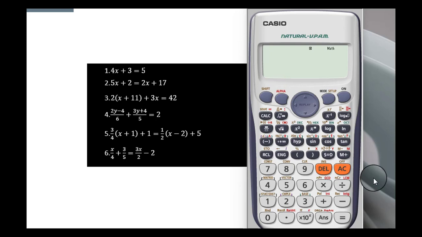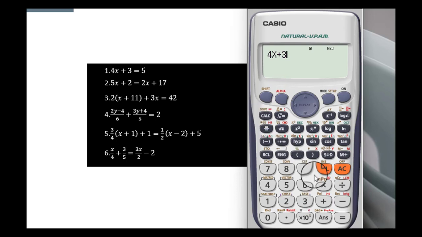Now let's begin with the first question. Number 1. We have 4x plus 3 is equal to 5. So we key in 4, and I told you this is the x key, and to access the x key you have to press the alpha key. So you press alpha, and anytime you press alpha, make sure the letter A appears at the top, as you can see. That means that the alpha key mode is actually in session. So after pressing the alpha, press X. It appears. Then you come plus 3.